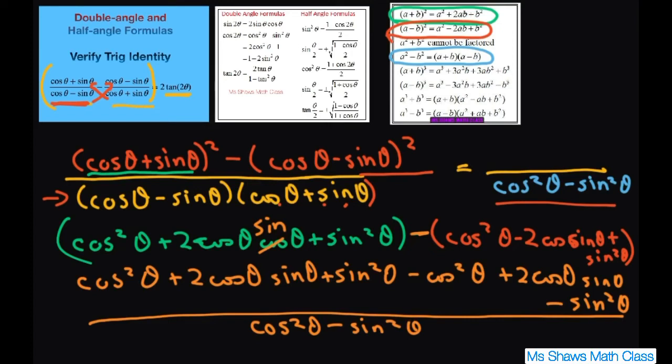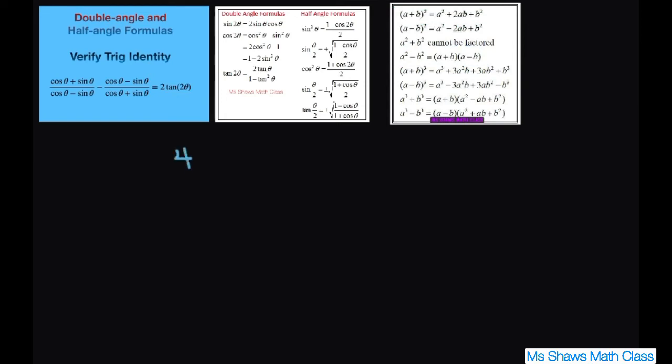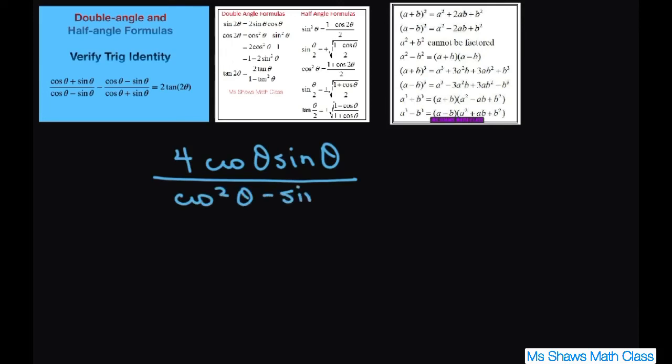Now let's look at the numerator. These cancel out and the sine squares cancel out. So what we're going to get is 4 cosine sine here. So we have 4 of those. So we're going to write that on the next slide. We have 4 cosine theta sine theta. And then we have in the denominator cosine squared of theta minus sine squared of theta.